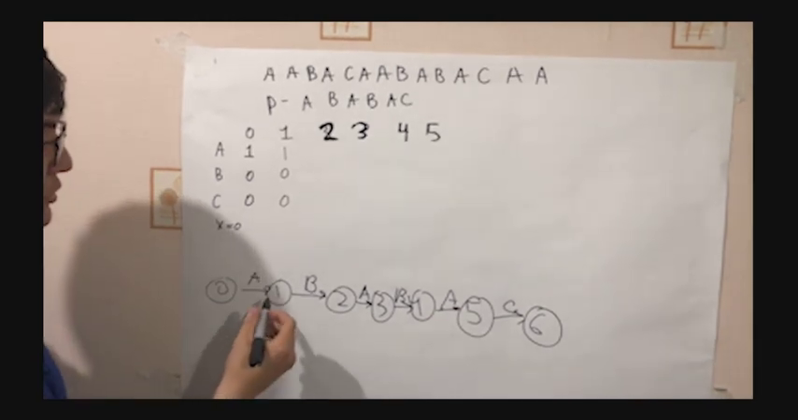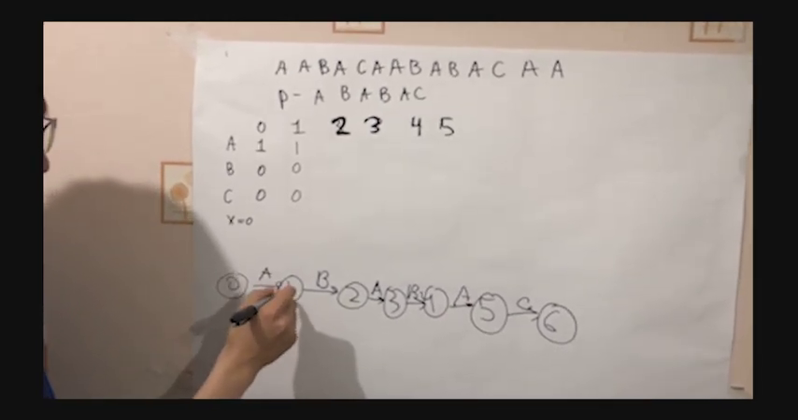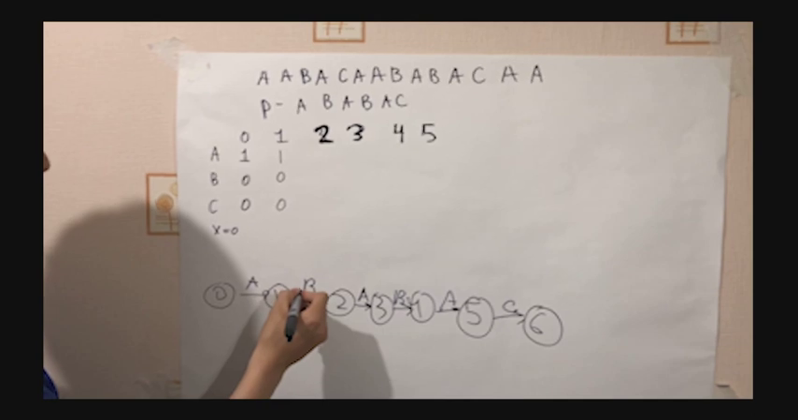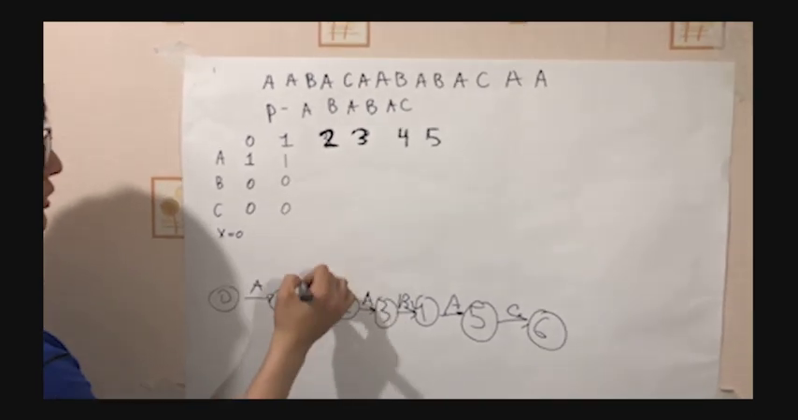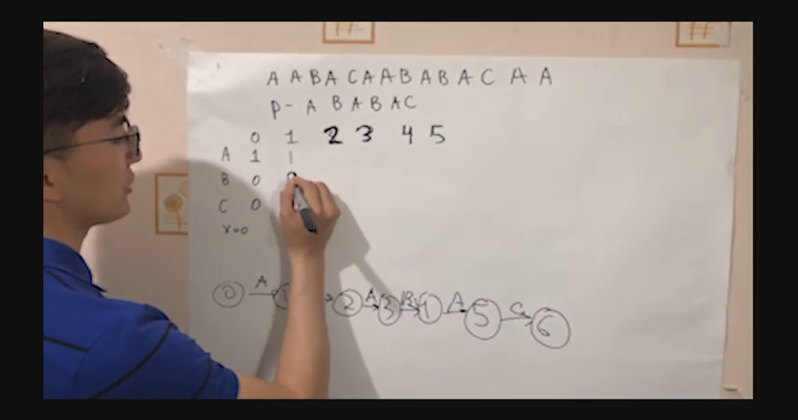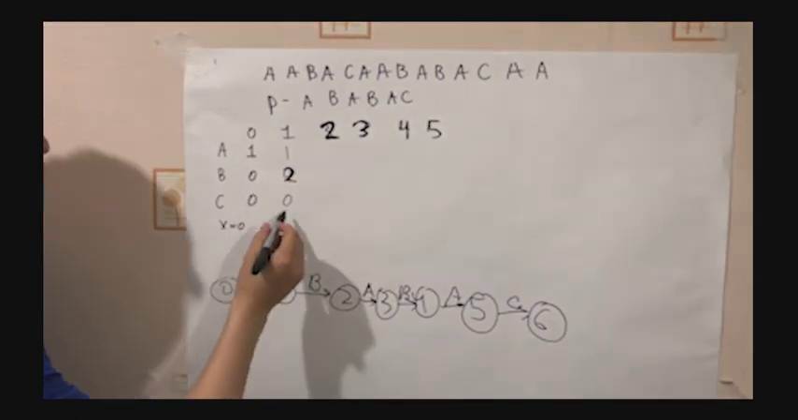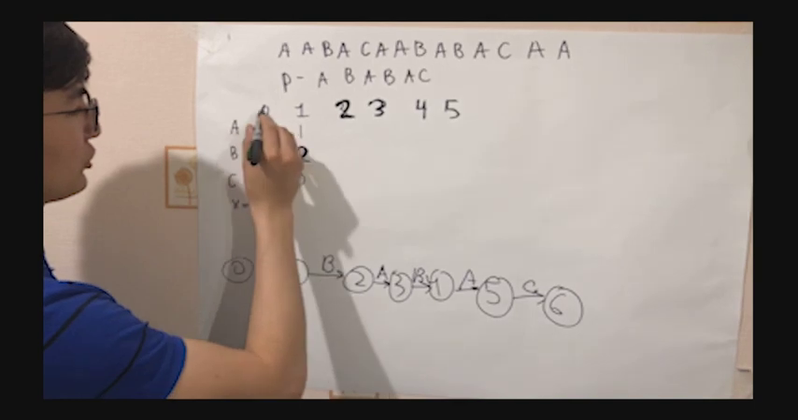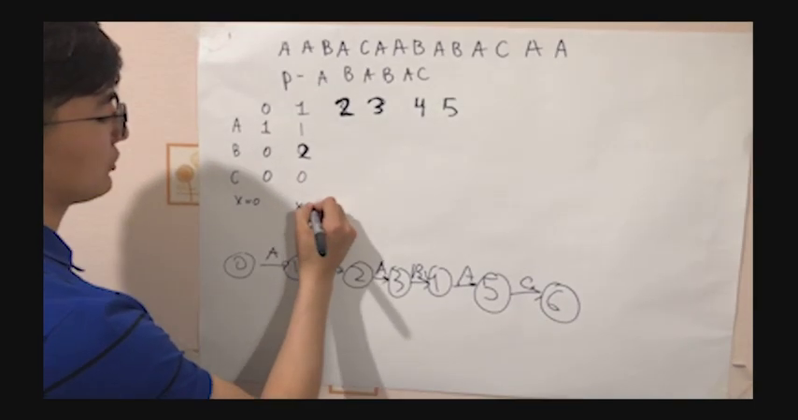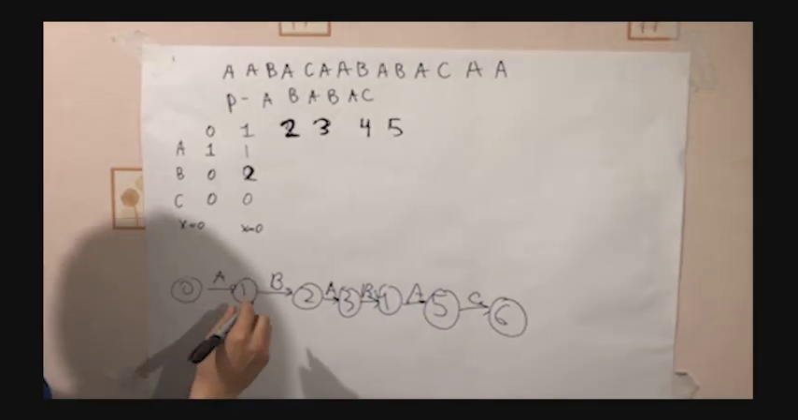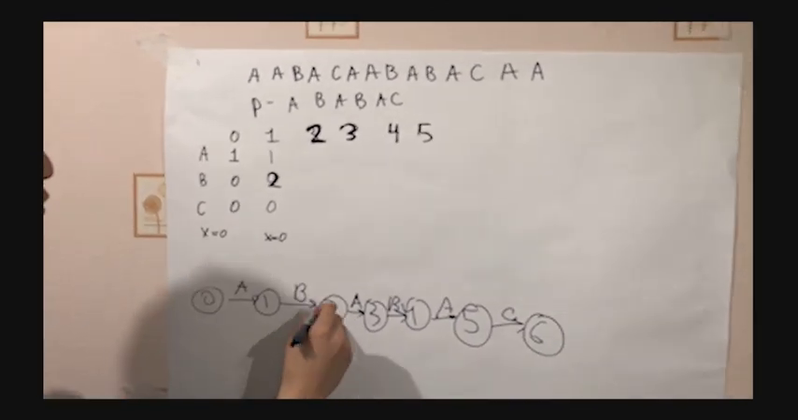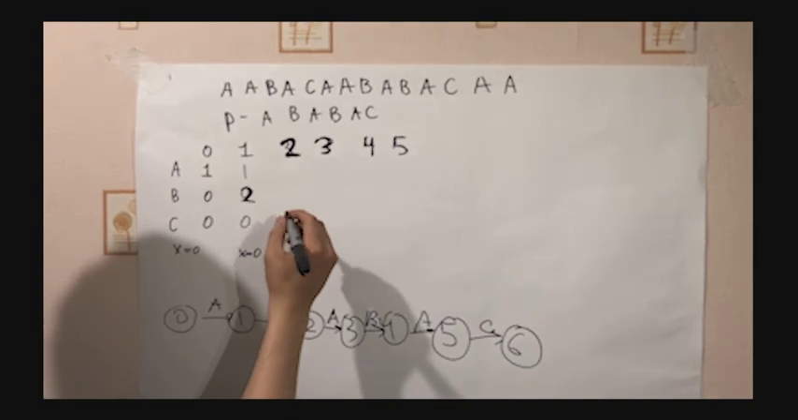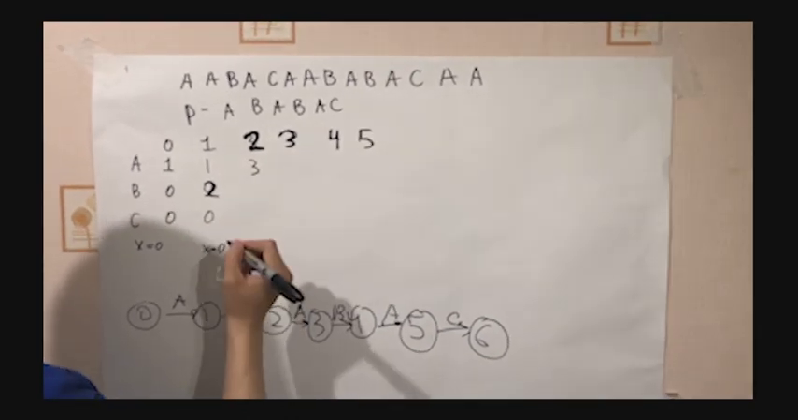Now we change in our graph from the first cell to the second cell. The changing letter is B. Now we write 2 because we're changing B, and we look at the previous X. X is 0, and B 0 is 0. We save X as 0, and we look at the table from the second cell to the third cell. The changing letter is A. We write here A, now 3.